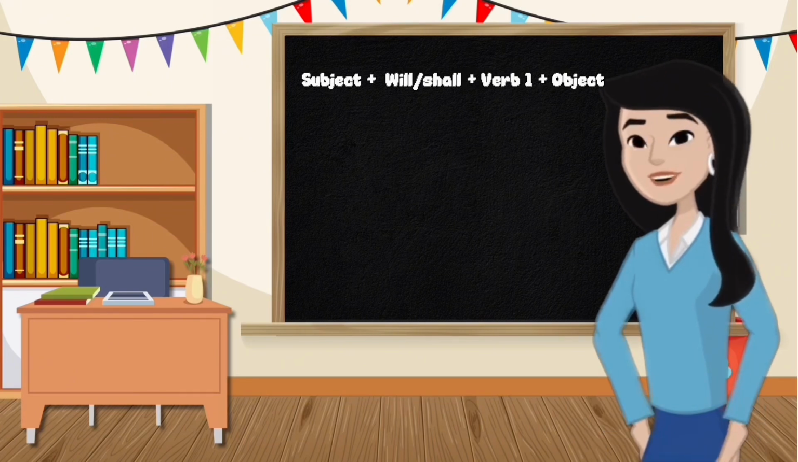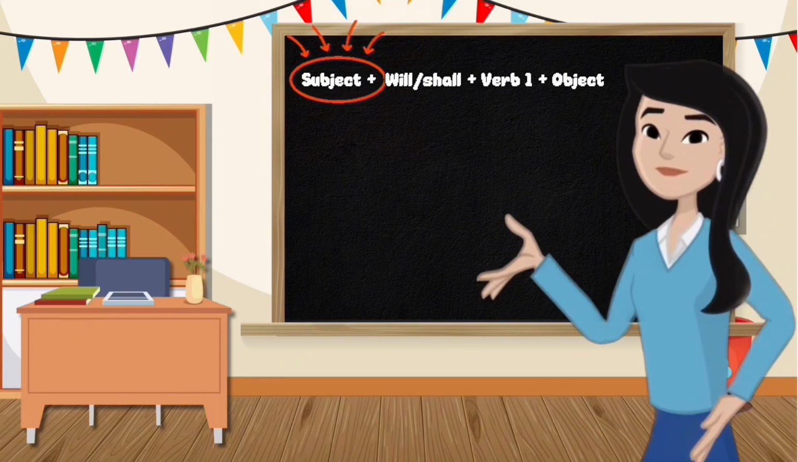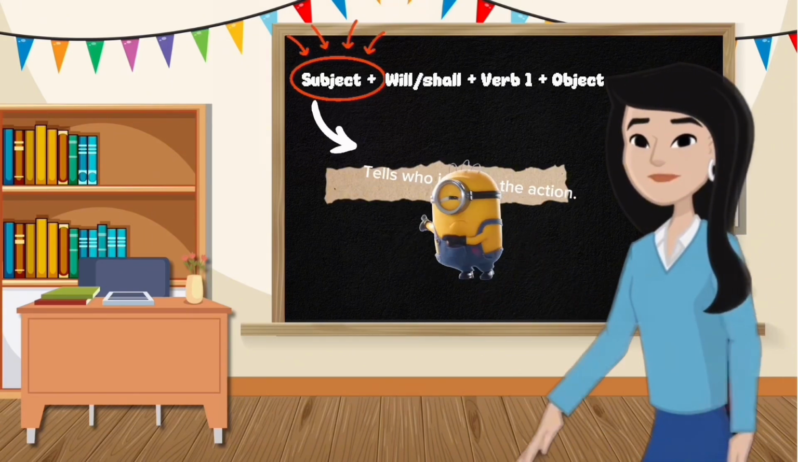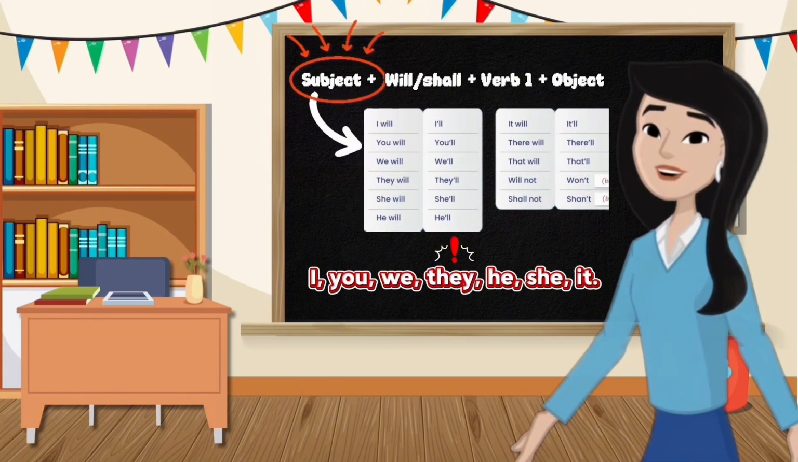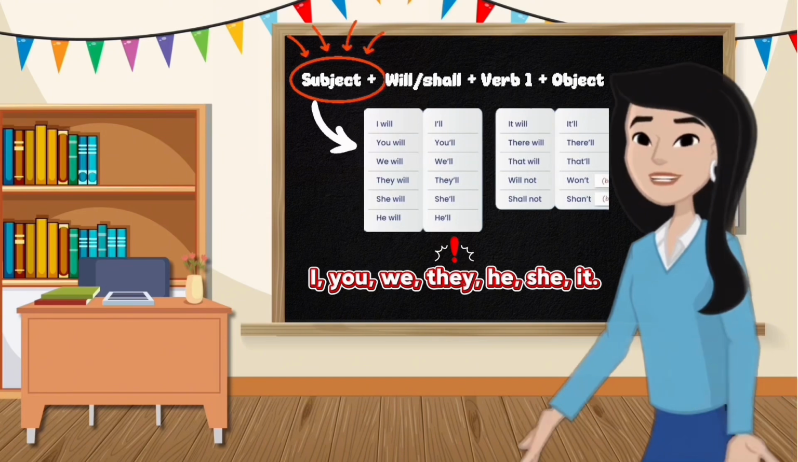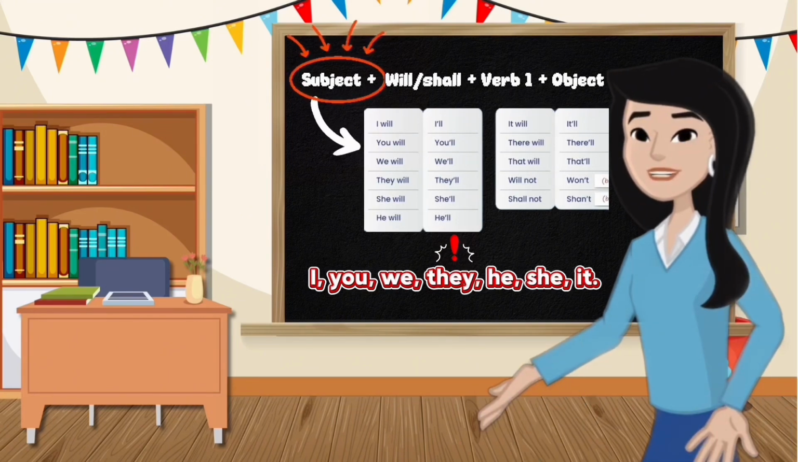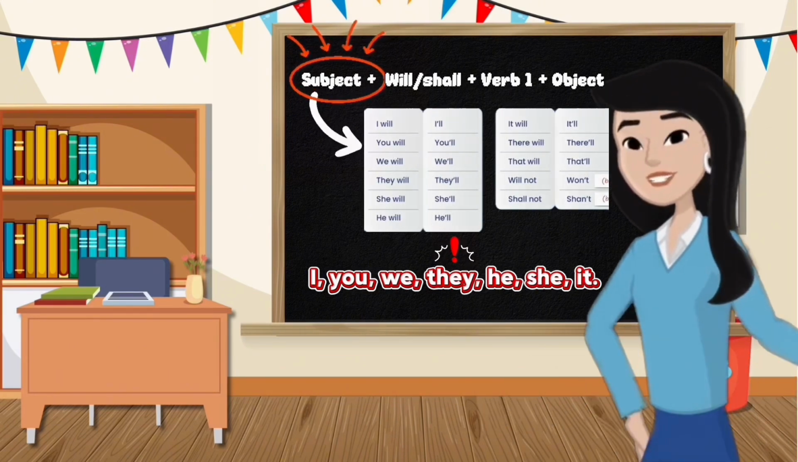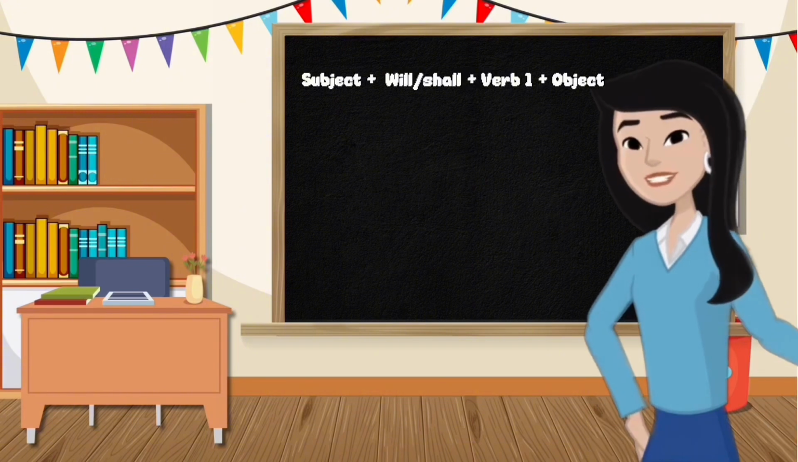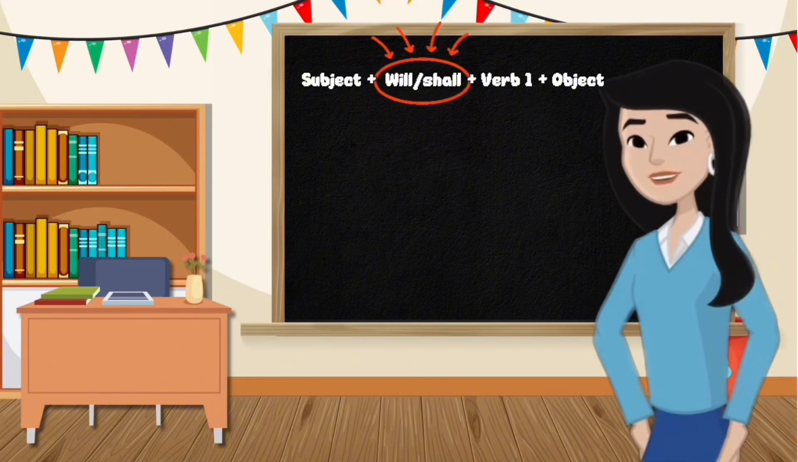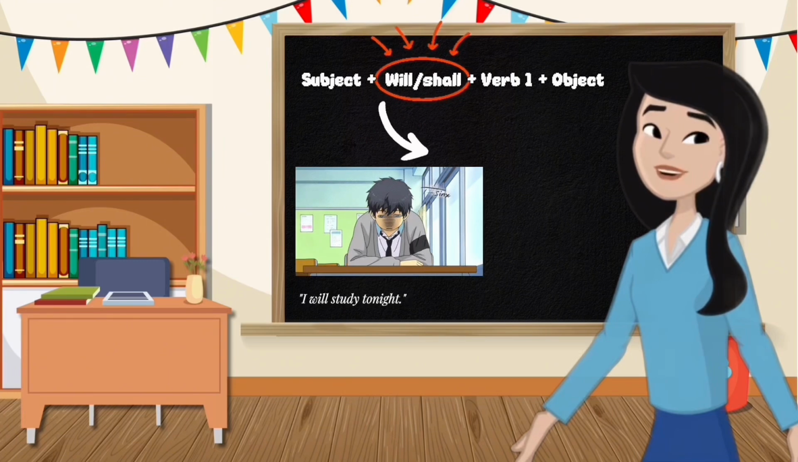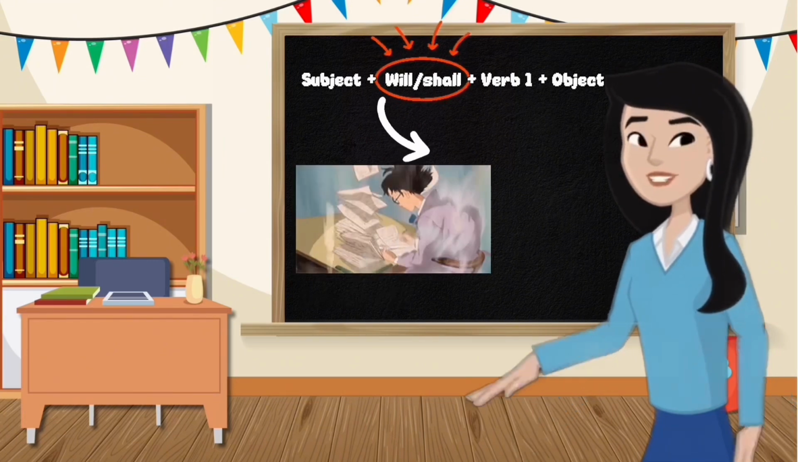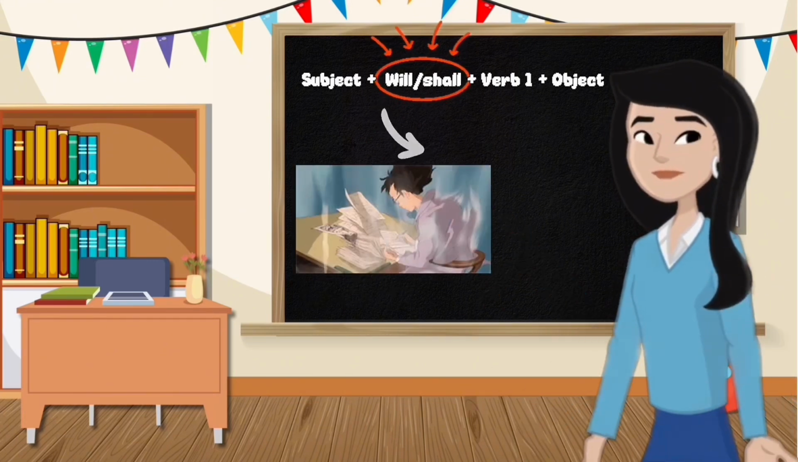We always begin the sentence with the subject because the subject tells us who is doing the action. It can be I, you, we, they, he, she, or it. After the subject, we add the word will. The word will tells us that the action will happen in the future, not now.